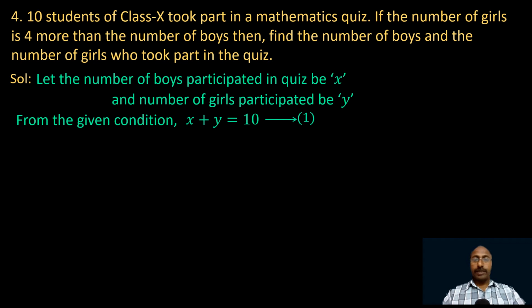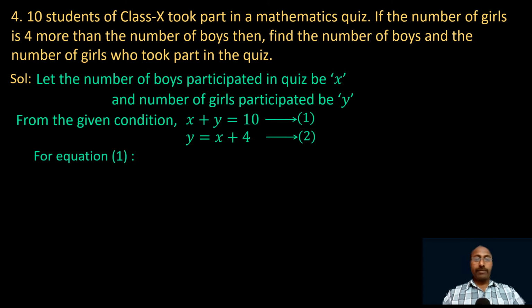Okay, and it is given that the number of girls is 4 more than the number of boys. The number of girls, that is Y, is 4 more than the number of boys, that is 4 more than X. So we can write Y is equal to X plus 4. This is equation 2. By solving these two equations, we can find the number of boys and the number of girls who participated in the quiz. So let us solve these two equations by the graphical method.